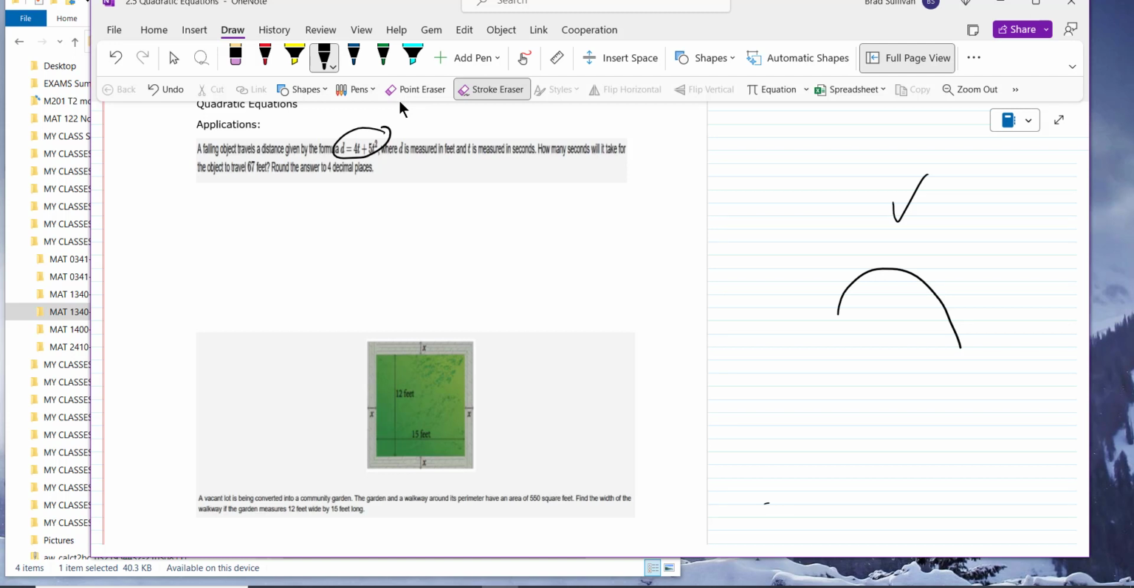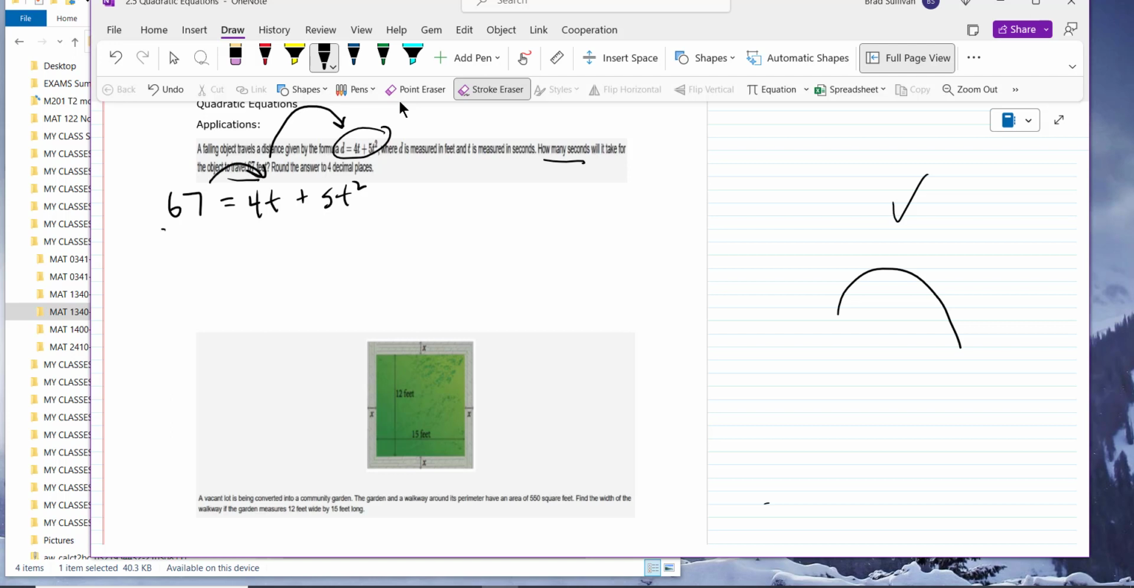So what it says is how many seconds will it take for the object to travel 67 feet? So that distance is 67, so you're just going to replace that d with 67. So you want to write down 67 equals 4t plus 5t squared. Okay? Now, we're trying to find how many seconds it takes to reach that height. This is a quadratic equation. Okay? What do you have to do before you solve it, before you go to the formula? One side equals 0. Good.